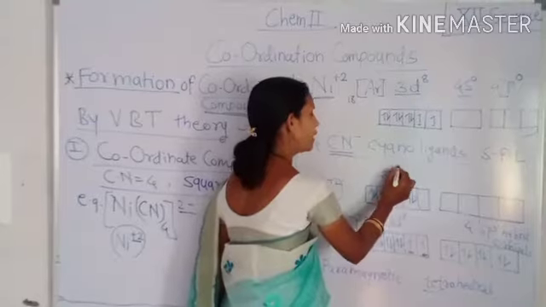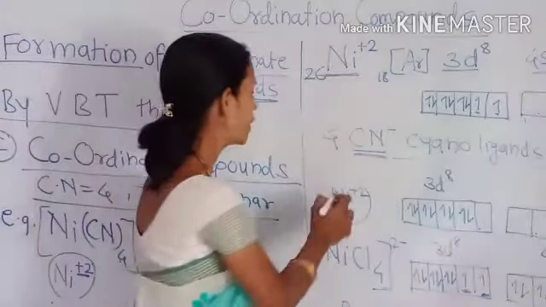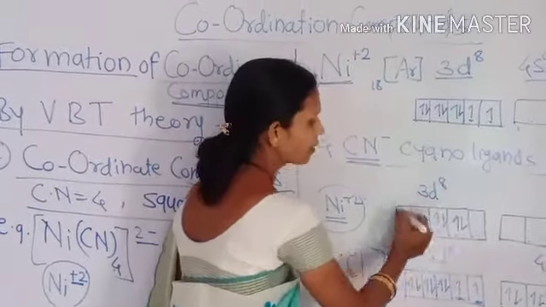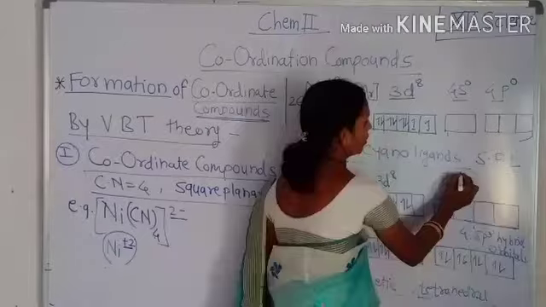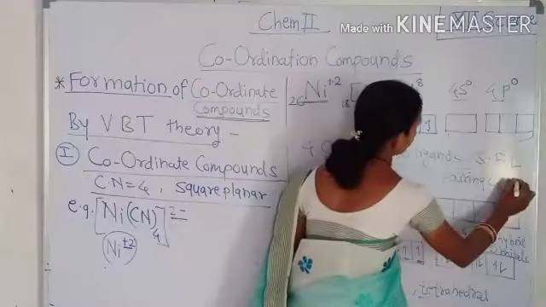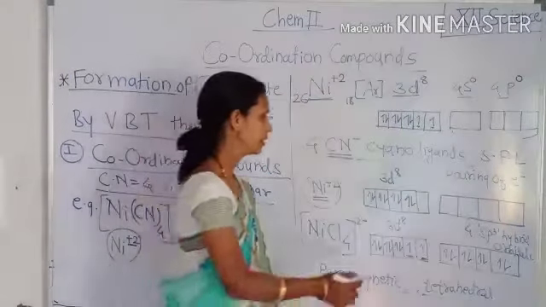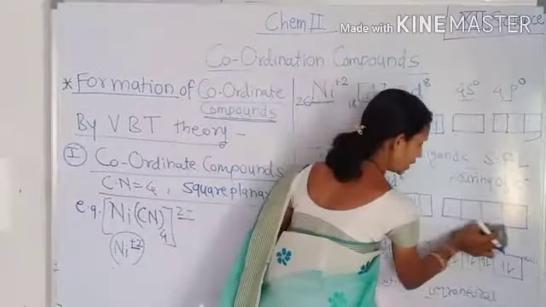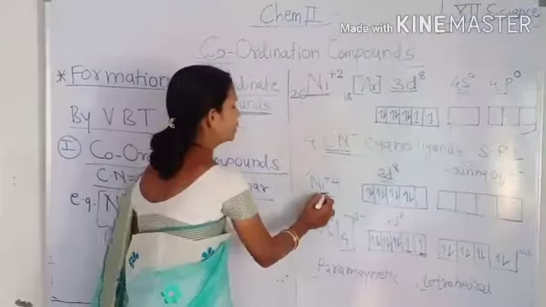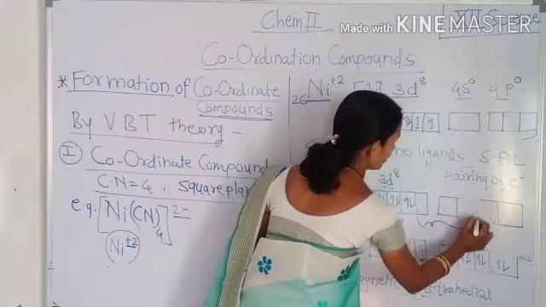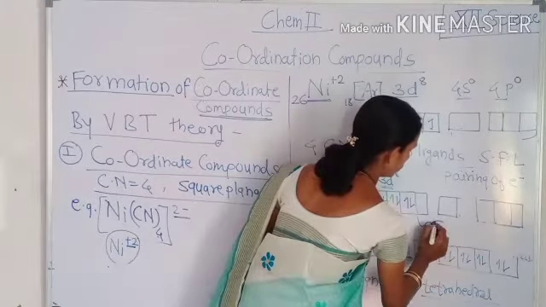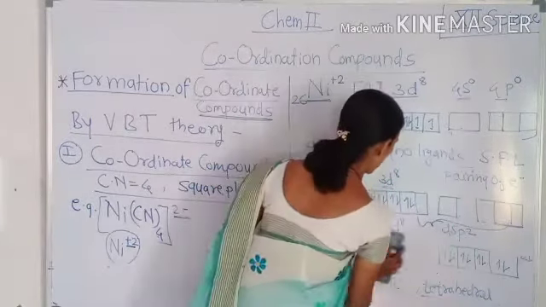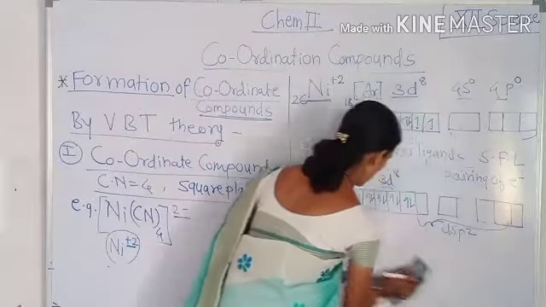That means here the 3d8 electronic configuration of the Ni2+ ion, but here all 4 orbitals out of 5 orbitals are paired, because here pairing of electrons takes place in the 3d orbital, and therefore here the hybridization in the Ni2+ ion, that is dsp2 hybridization, takes place.